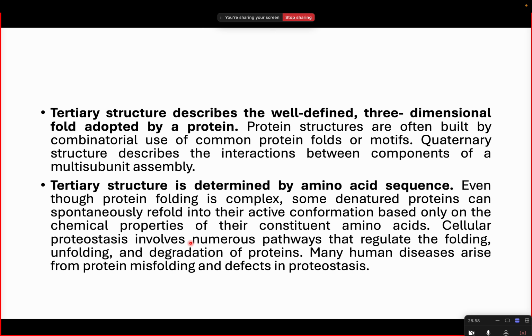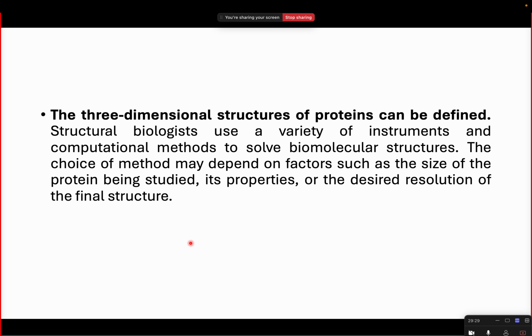Okay. Tertiary structure is determined by amino acid sequence. Even though protein folding is complex, some denatured proteins can spontaneously refold into their active conformation based only on the chemical properties of their constituent amino acids. Cellular proteostasis involves numerous pathways that regulate the folding, unfolding, and degradation of proteins. Many human diseases arise from protein misfolding and defects in proteostasis.